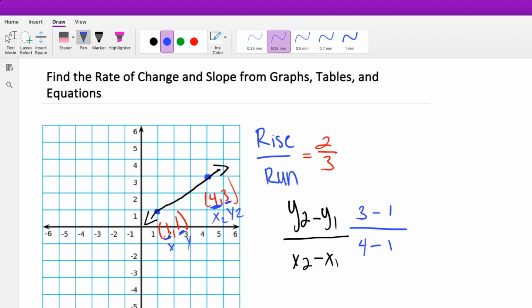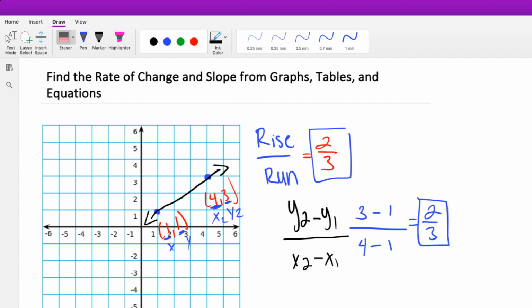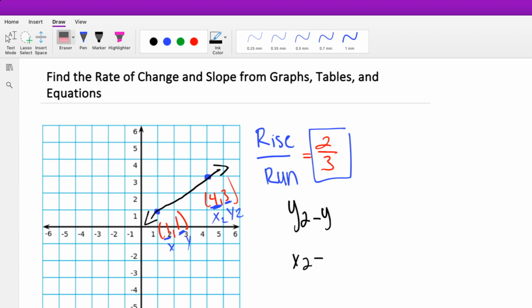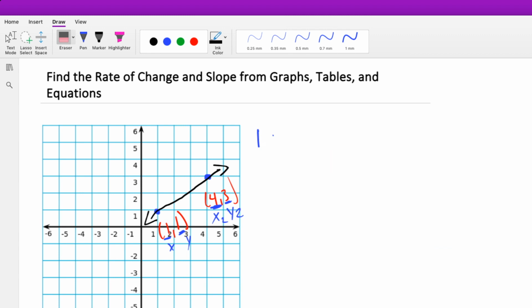And now we simply subtract. 3 minus 1 gives us 2. 4 minus 1 gives us 3. And whoa, it's like magic. We get the exact same slope. So that is pretty much the way to find it. I personally prefer counting because it feels like I don't really have to do any work, but it's up to you, and up to whatever the problem you're given looks like.